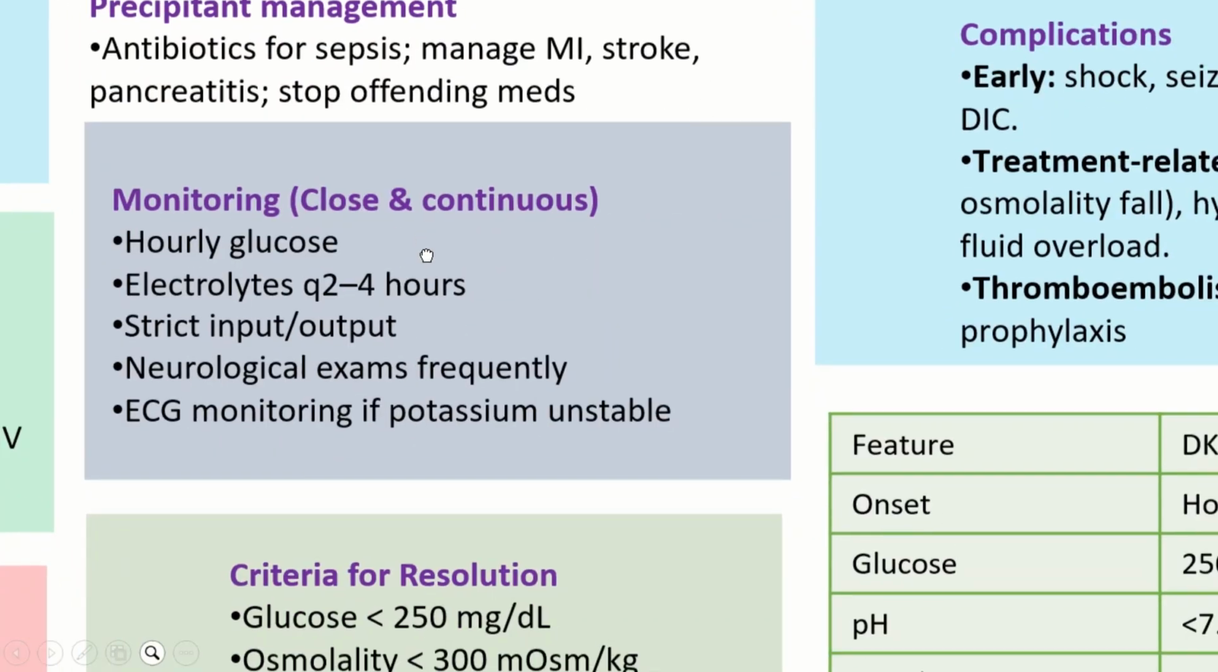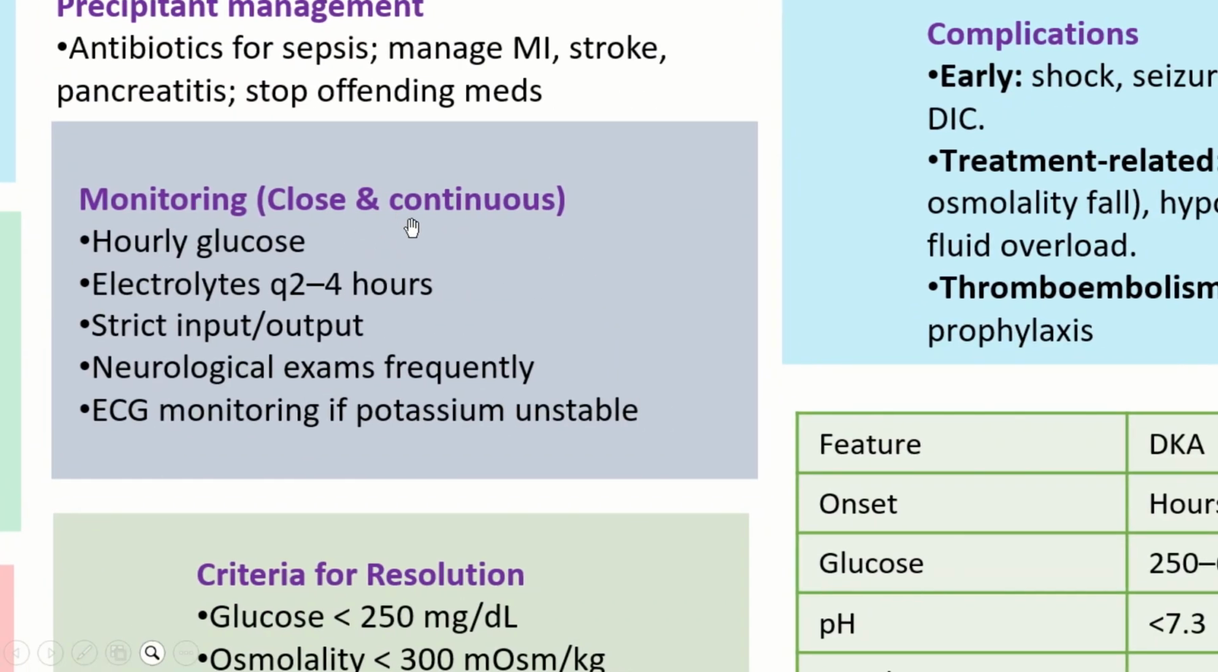Then the monitoring has to be close and continuous. You want to do hourly glucose. You want to do electrolytes every 2 to 4 hours. You want to have a strict input and output chart. You want to do neurological examinations frequently. And you want to do ECG monitoring if the potassium is unstable.